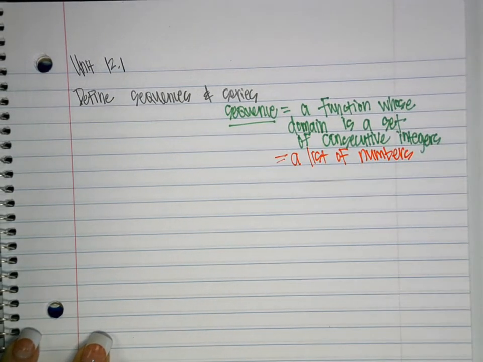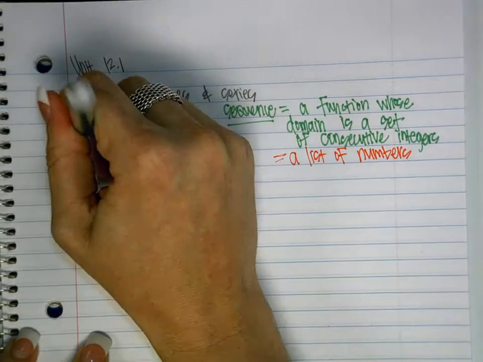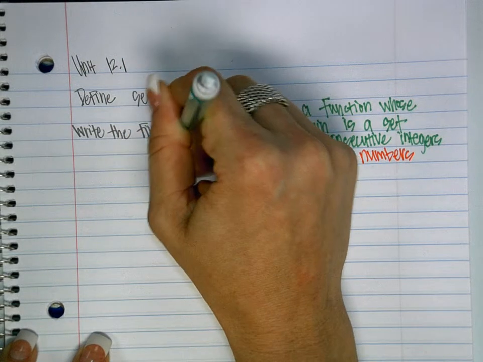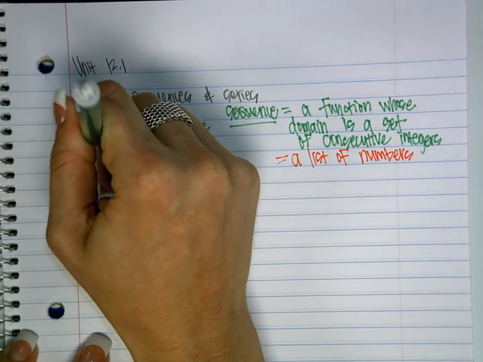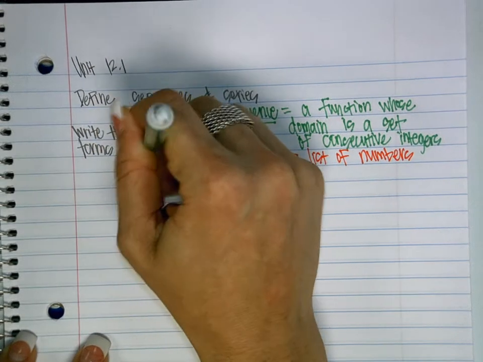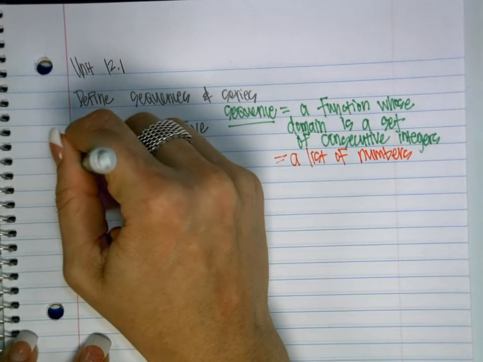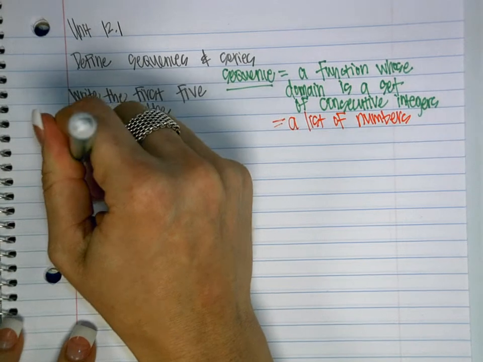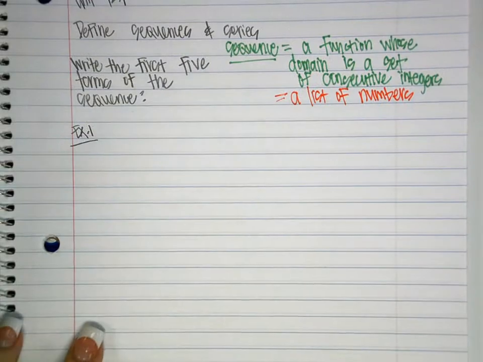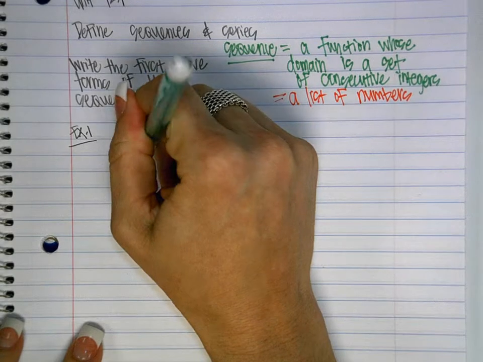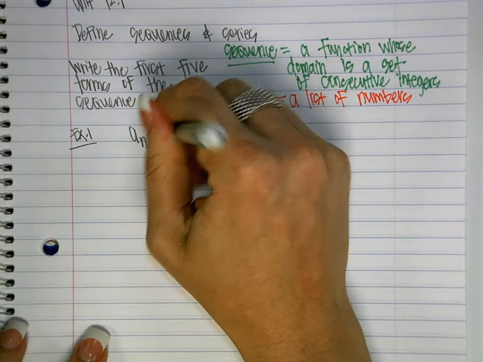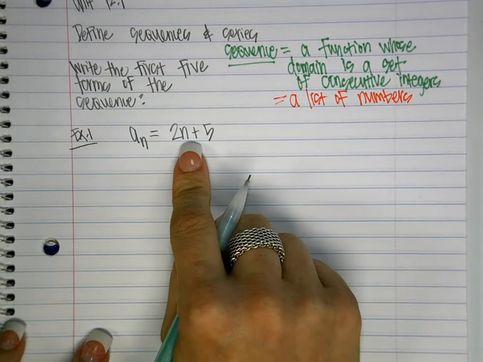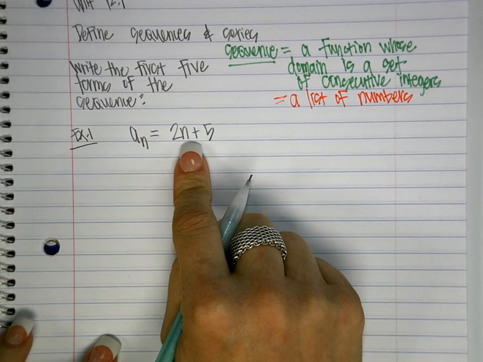So your instructions for the first part today are going to ask you to write the first 5 terms of the sequence. For number 1, there are 6 examples today. For number 1, a sub n, and that is subscript, so a sub n equals 2n plus 5. Essentially, this is the formula that we're plugging into. We're going to plug in for n, and I want you to find the first 5 terms.